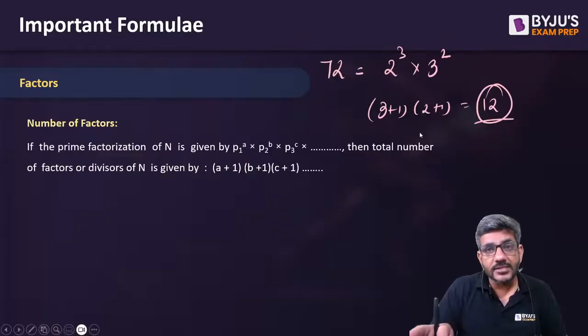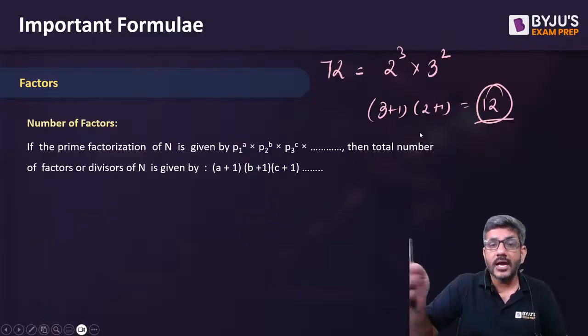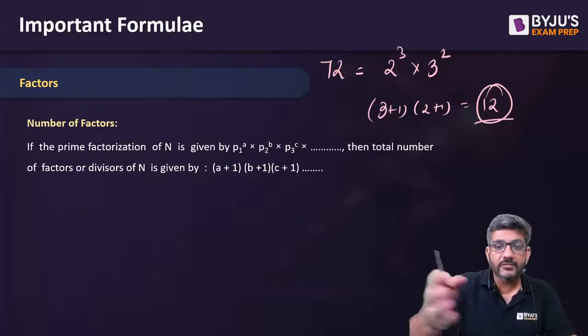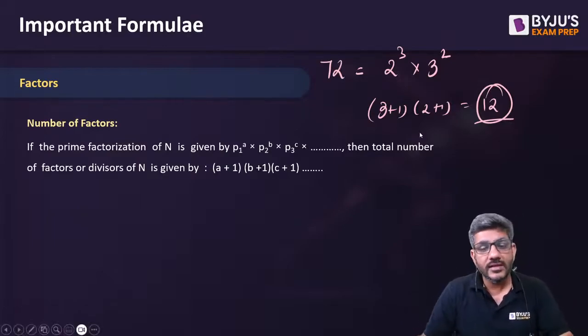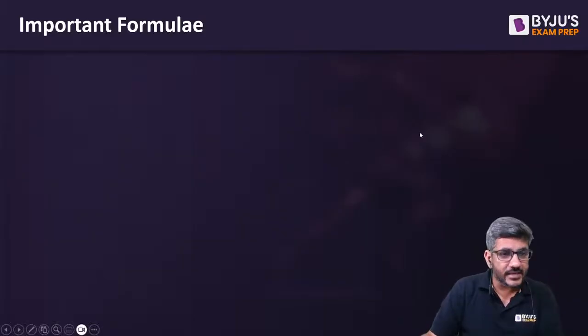This is how we find out the number of factors of a number. Do the prime factorization, add 1 to the powers and multiply them. So if the powers were a, b, c, then if you add 1 to each and multiply, you will get the number of factors. Next thing.